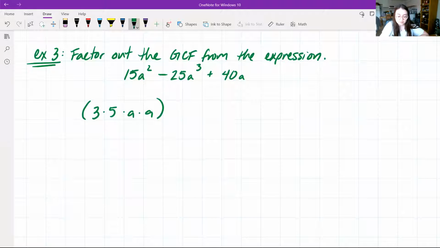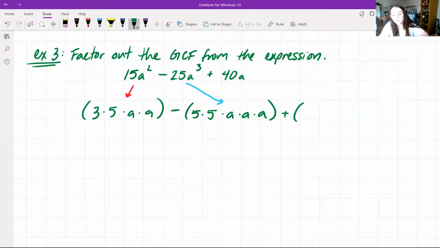So that's 15a squared. Then we have minus 25a cubed, whose prime factorization is just 5 times 5 times a times a times a. Then lastly, 40a. 40's prime factorization is going to be 2 times 20, which is 5 times 4, which is 5 times 2 times 2, times a.